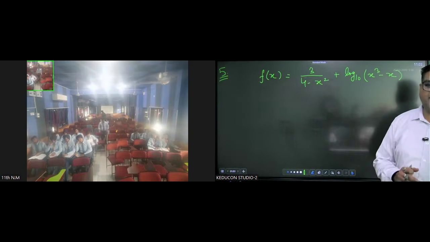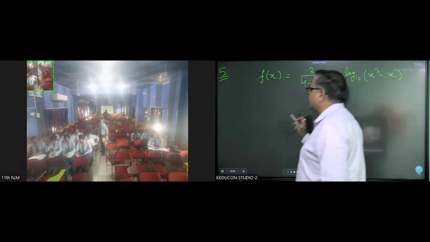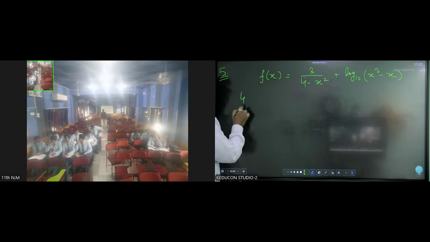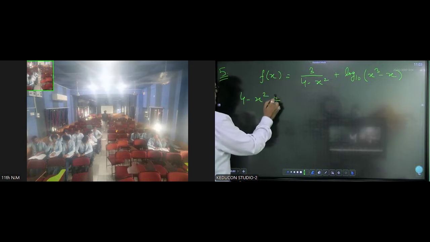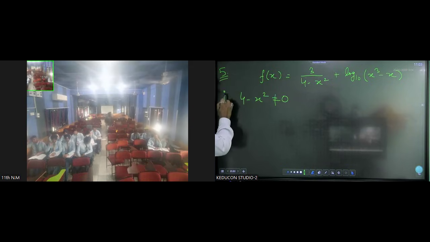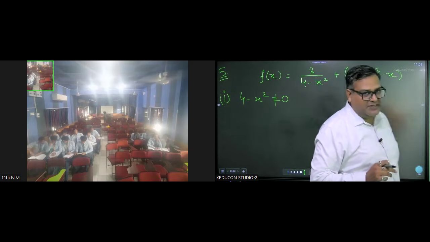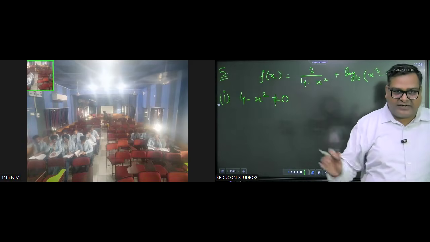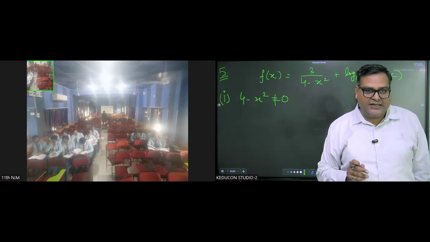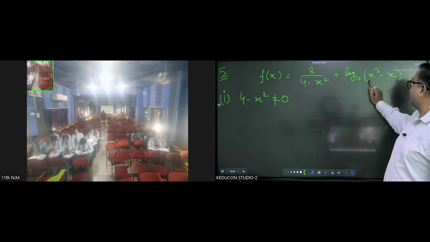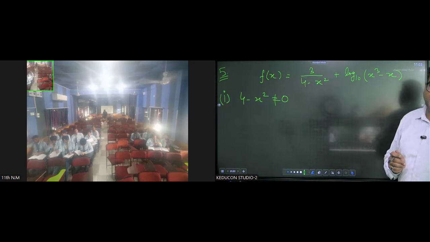Now, when you see the first rule, here it is the denominator, this should not be 0. This is the first rule. Second rule is function inside the square root should be greater than or equal to 0. But here is nothing of square root. And third is the function of log should be greater than 0.